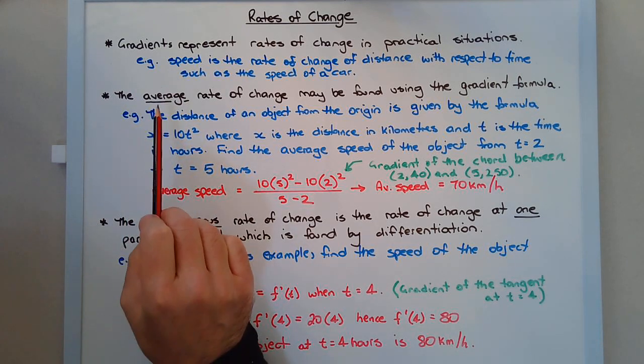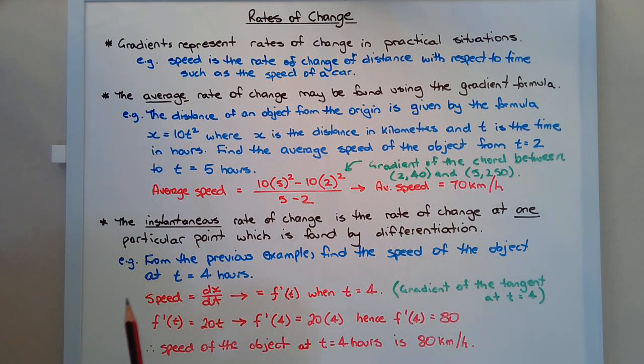Now the instantaneous rate of change is the rate of change at one particular point. So the average rate of change needs 2 points. The instantaneous rate of change is the rate of change at one particular point, and that is found by differentiation. So let's look at the previous example, so we'll build on that. So for example, from the previous example, find the speed of the object at t equals 4 hours.